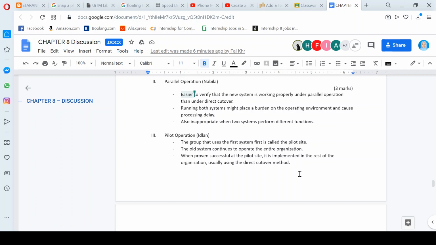Okay, pilot operation, Idlan. Ya, saya sir. Okay, cuba explain. Okay. Pilot operation, the group that uses the first system first is called pilot site. So maksudnya yang guna sistem baru tu adalah dipanggil pilot site. Lepas tu the old system continues to operate the entire organisation. So maksudnya sistem lama dia still pakai lagi. Sambil tu ada certain orang pakai new system.